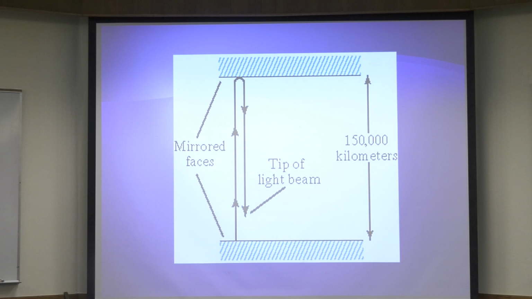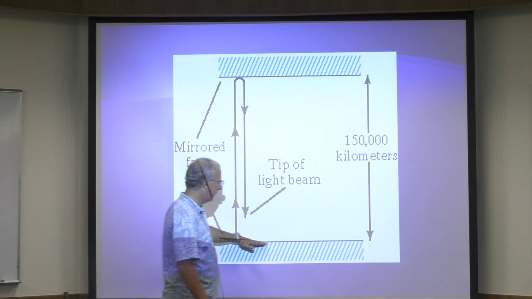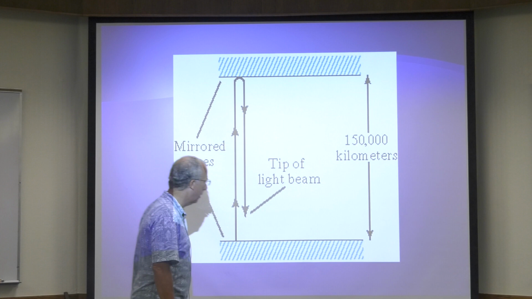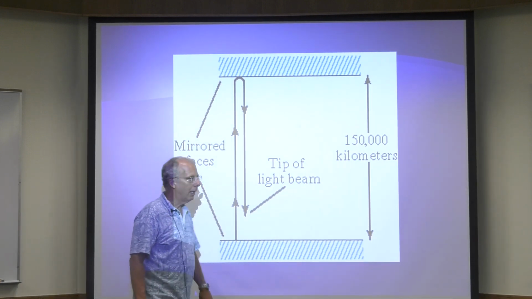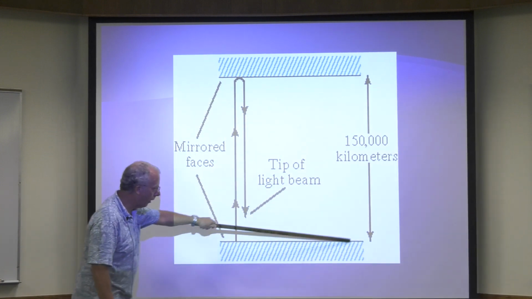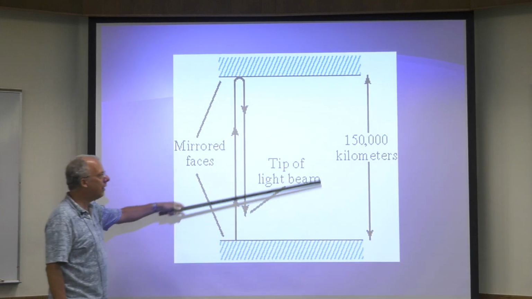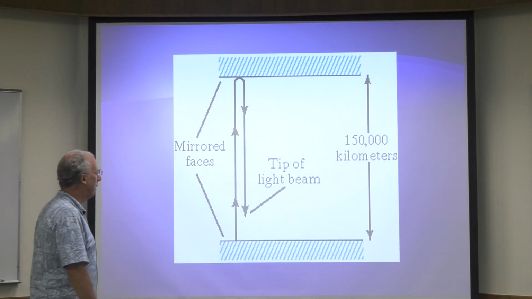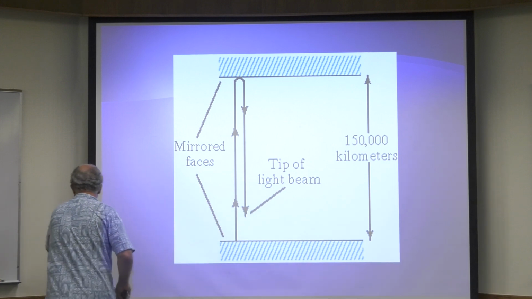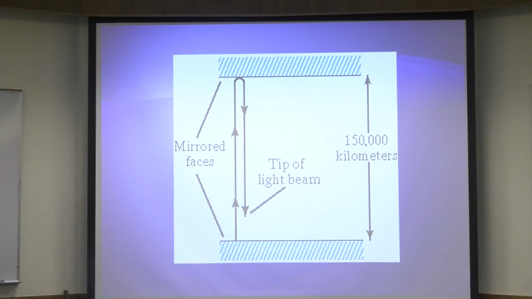All right, here's a light clock. This is a mirror, a perfect mirror, of course. This is a perfect mirror. That means they're perfectly flat. This one is perfectly parallel to this one, and they're 150,000 kilometers apart. So yeah, I know it's not practicable. Who cares? Now, what's so great about 150,000 kilometers? Well, what's the speed of light? The speed of light is 300,000 kilometers per second.